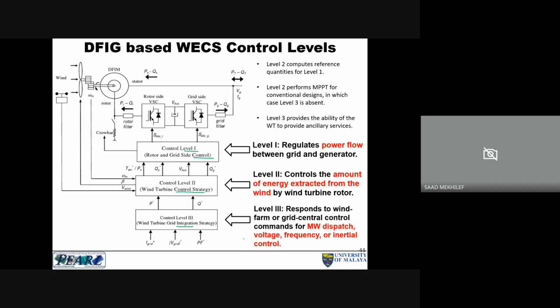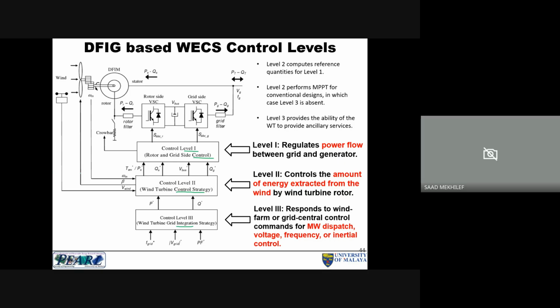What does level 1 do? Level 1 mainly regulates the power flow between the grid and the generator. Through the control of the switches that we supply to the inverter, we can control this. Level 2 controls the amount of energy extracted from the wind turbine, so we control the amount of energy captured by the turbine rotor. That's level 2: how much power we can extract from the wind turbines.